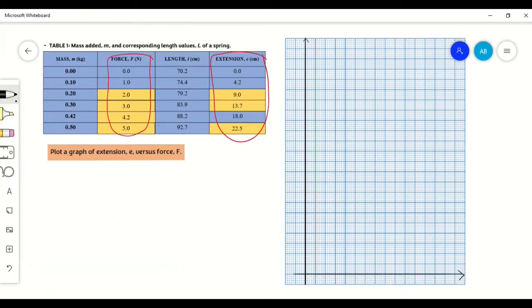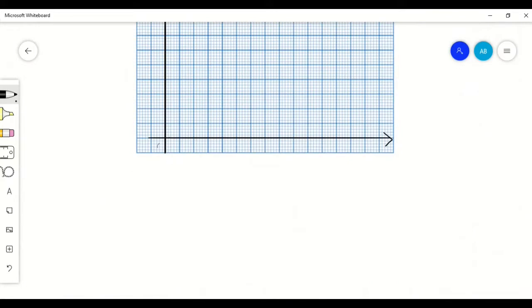Okay, so now we need to find the points to plot. So I'm going to write on the scale. Remember to label your axis with the symbol for the quantity and the unit, or you could write out the words, but you must put your quantity and unit for each axis.